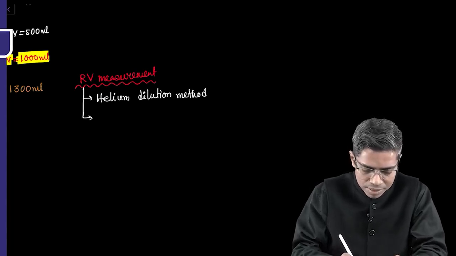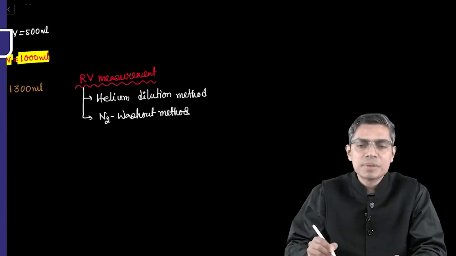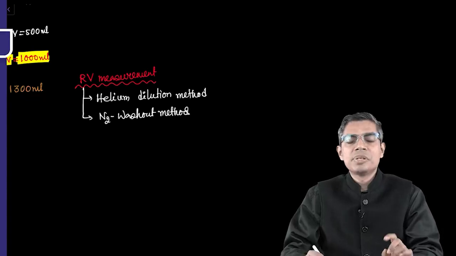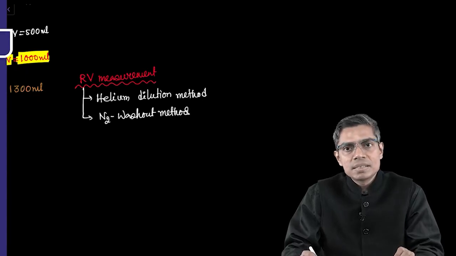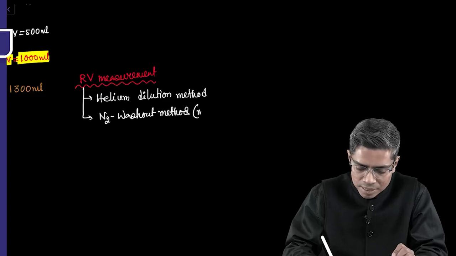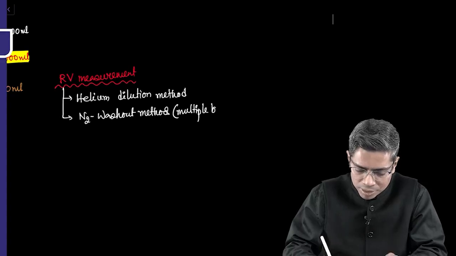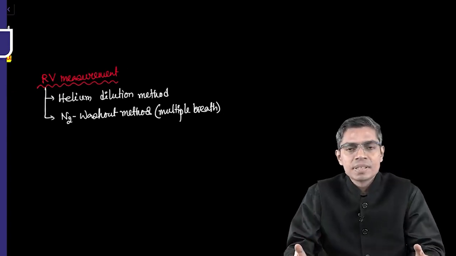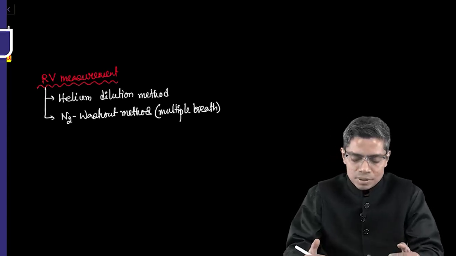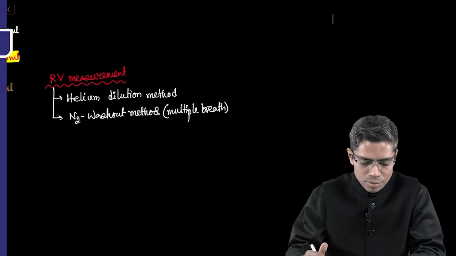The second method is nitrogen washout method. You must have heard this method in the previous discussion also. But previously we discussed single breath nitrogen washout method. If you have to measure the residual volume, remember it is known as multiple breath nitrogen washout method. Means the subject has to breathe in and out inside a closed chamber, and that's why this is known as multiple breath. Breathe in and out multiple times. That's why this is multiple breath nitrogen washout method.